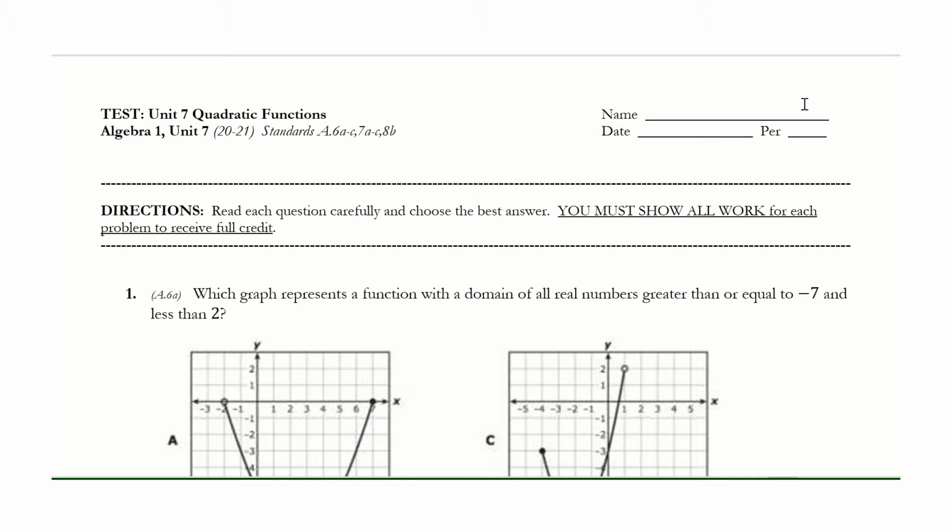Question number 1. Which graph represents a function with a domain of all real numbers greater than or equal to -7 and less than 2?